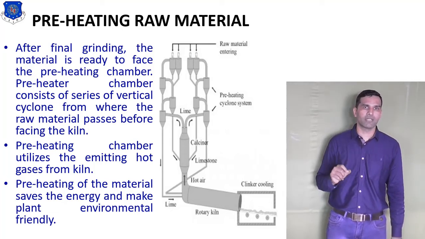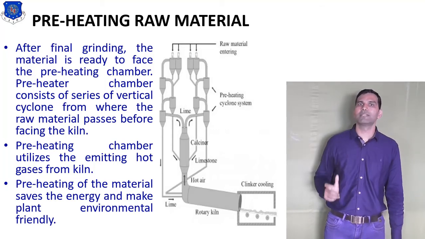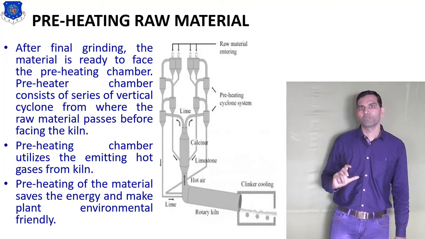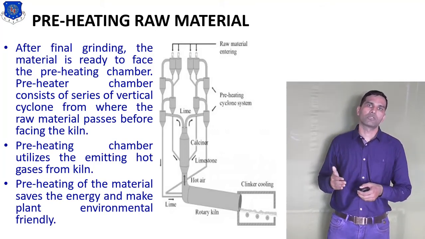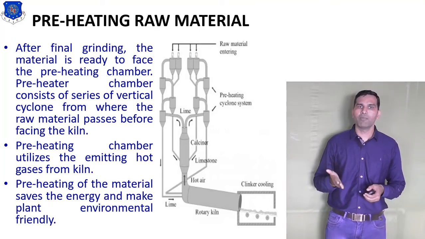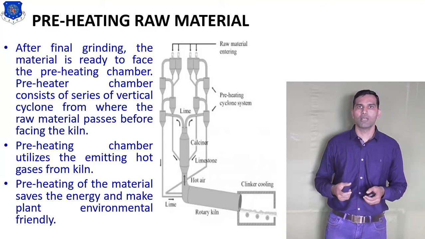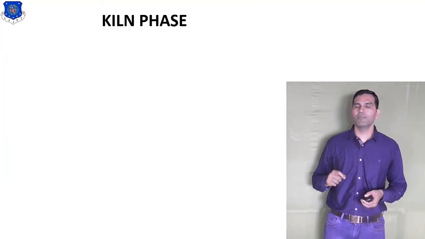So we can understand that preheating of material saves energy. That means here the manufacturing process goes on after the preheating. So if we do preheating, we can save energy and make the plant environment friendly. That means it produces less carbon dioxide. Now the next one is the kiln phase.